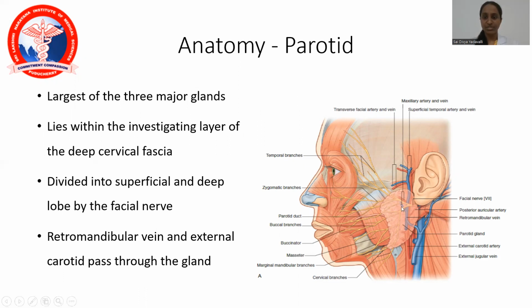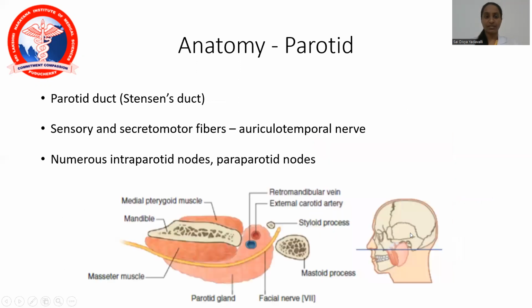As you can see in this image here, this is the facial nerve that is running through this parotid gland. The lobe that is above, superficial to the facial nerve, is the superficial lobe, and whatever gland tissue is deep to this is the deep lobe of the parotid gland. The retromandibular vein and the external carotid that can be seen here pass through the gland. The duct of the parotid gland is called Stenson's duct.